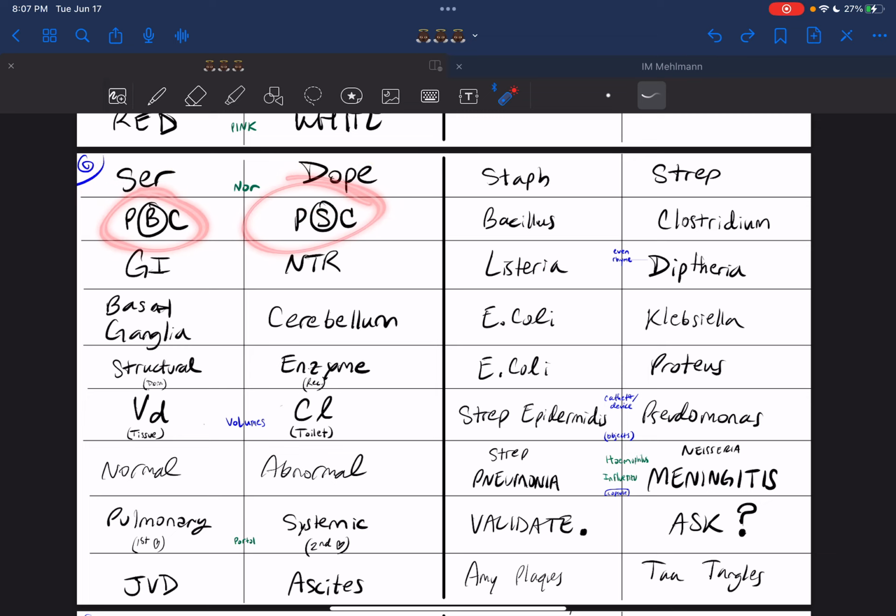PBC versus PSC, B versus S, women versus men, biliary versus sclerosing. Scar here versus not scar. GI versus nutrition, in the tract versus outside of the tract.